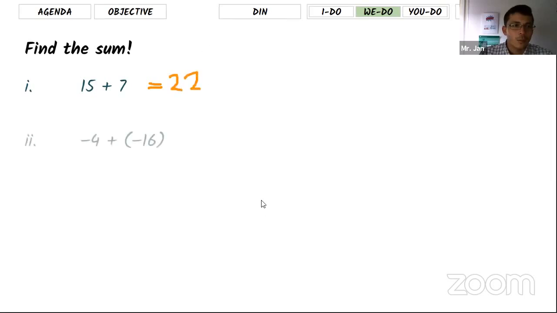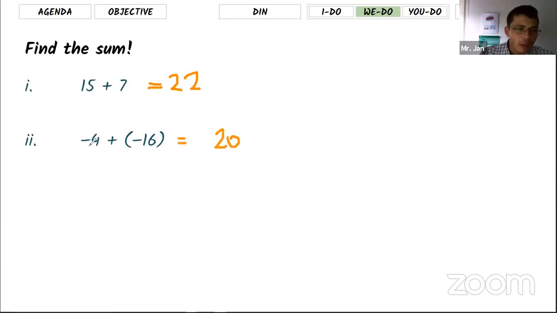And what do you think about the second one? What is the sign of the number when you add this, and what is the number value? Yay, you got it. It's negative 20. So here's how you do it. 4 plus 16 is 20.